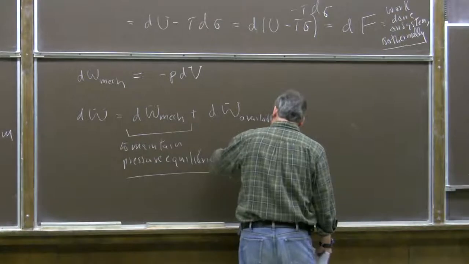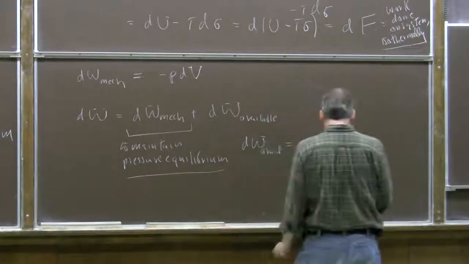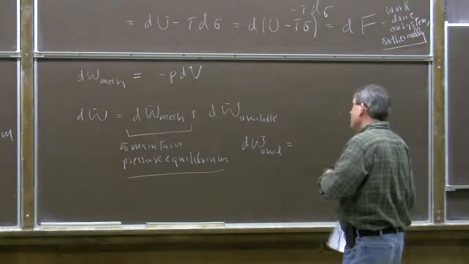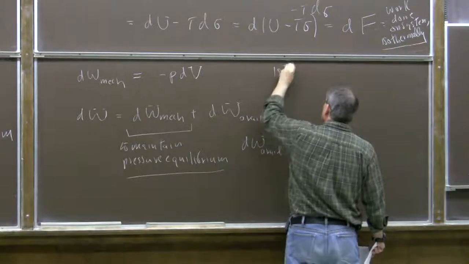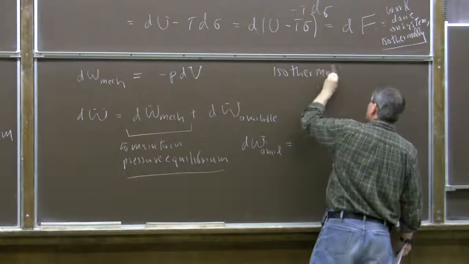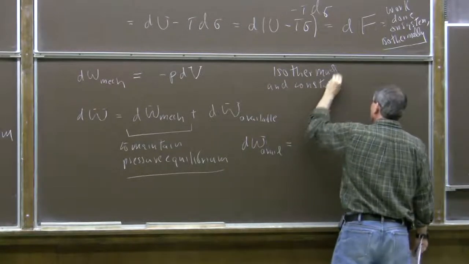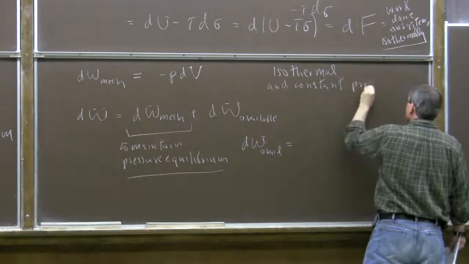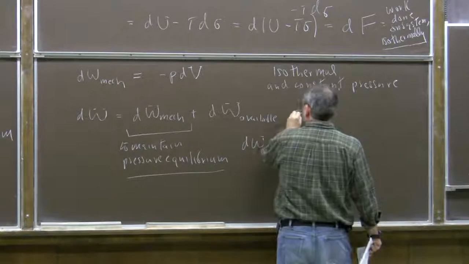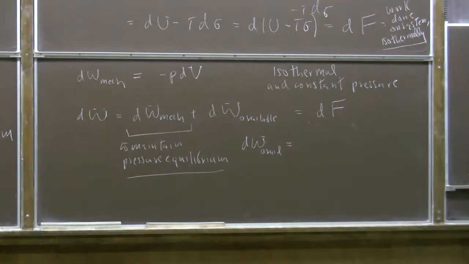So the available work is just, if we're considering a process which is both isothermal and constant pressure, the work is the change in the Helmholtz free energy, since it's an isothermal process.